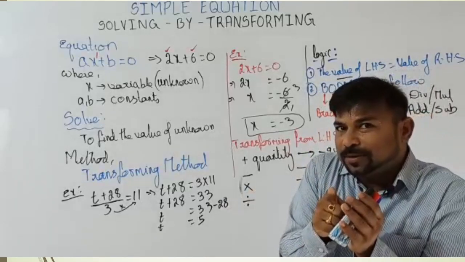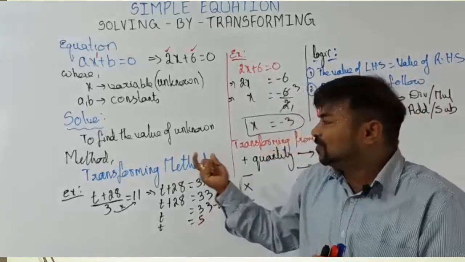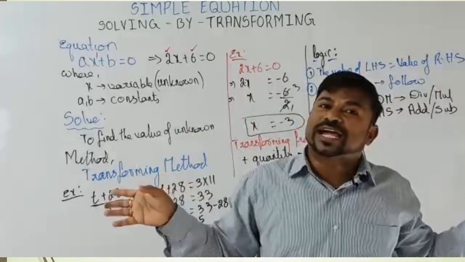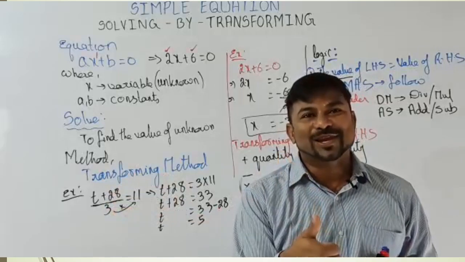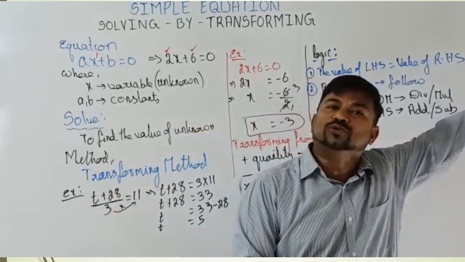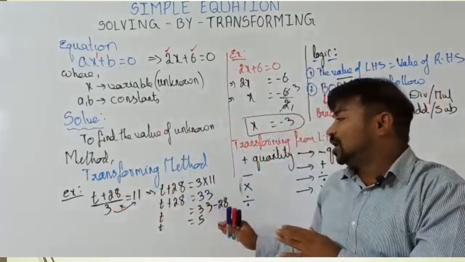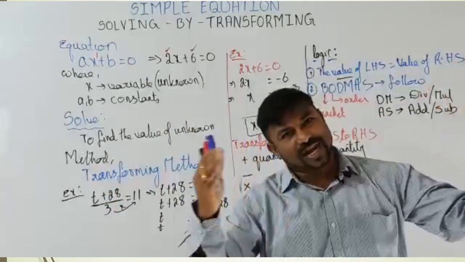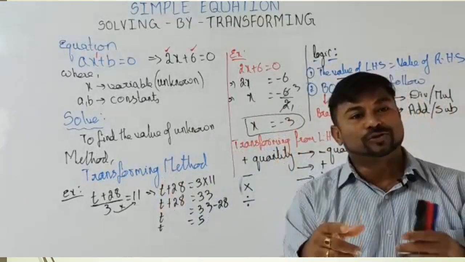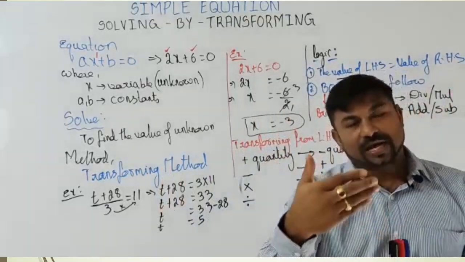Now, the main tricky part: after substituting the value of t into the equation, both sides should be of equal value. That is rule 1. The value of LHS should be equal to RHS when we substitute the value into the equation. Guys, I hope you are able to understand, but I will still come back to you with practical sums in our next session.